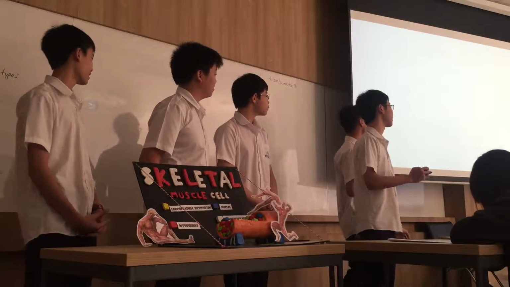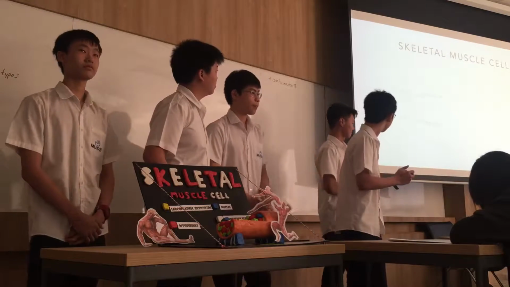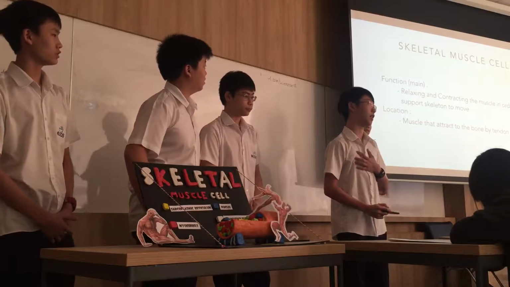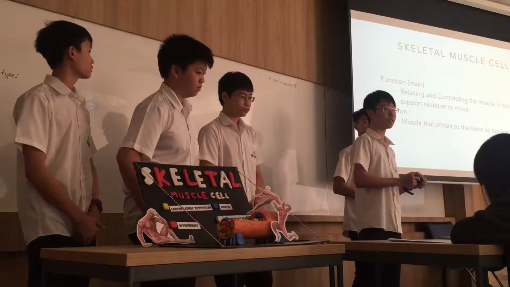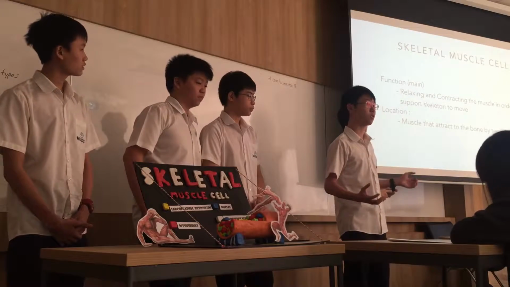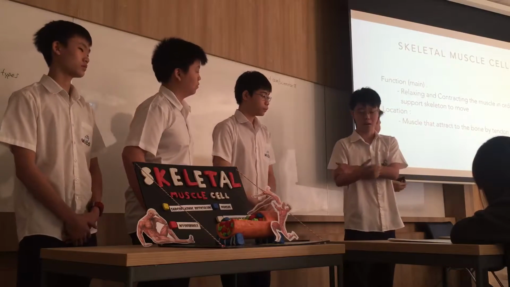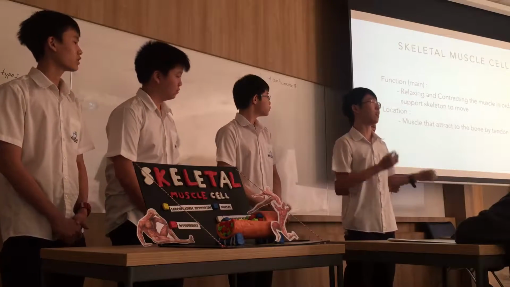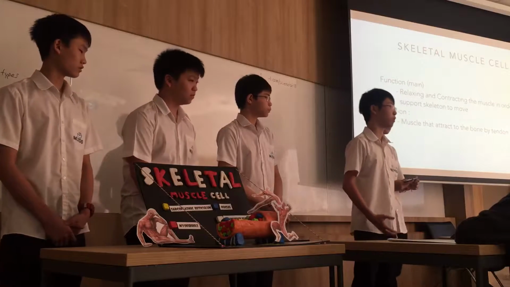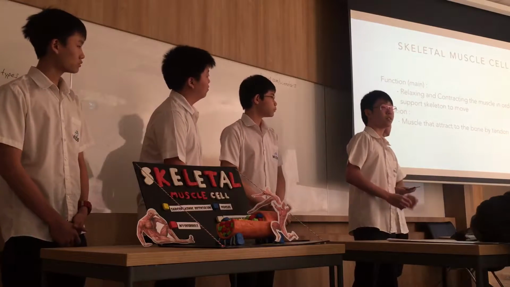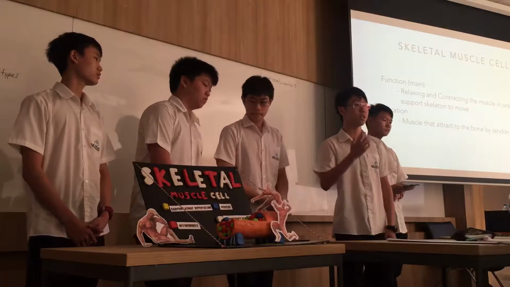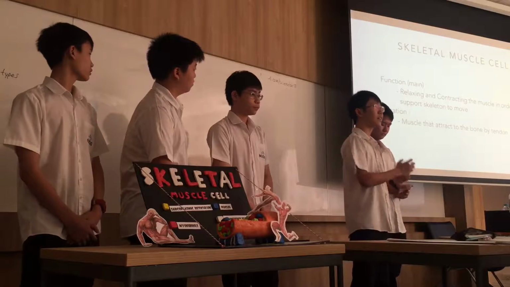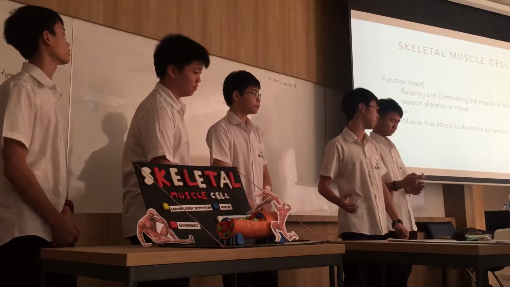The shape of skeletal muscle cell. Skeletal muscle cells are the biggest cells in our body, and their main function is to release and contract the muscle. This helps support our body to move. It will support our bones to move up and down, to move our teeth and other parts of our body. And the location is near the bone, because the skeletal muscle cell is connected to the bone by the tendon. Everywhere that there is a bone, there will be a skeletal muscle cell.